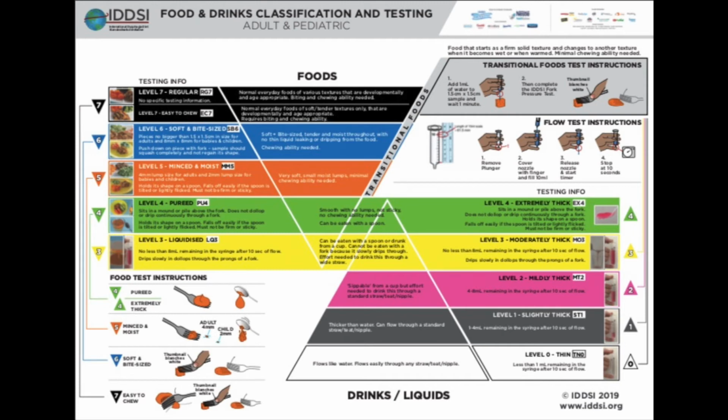So for the instructions to do the testing for the liquids, you'll need a syringe, a 10 milliliter syringe. You'll remove the plunger and you'll add in water until it fills up to 10 milliliters. While doing that, you'll have to cover the nozzle at the bottom. You'll then release the nozzle and start a timer, and you'll stop the timer at 10 seconds.